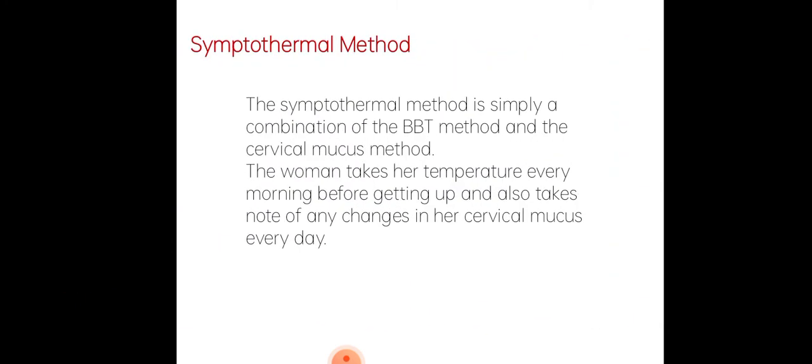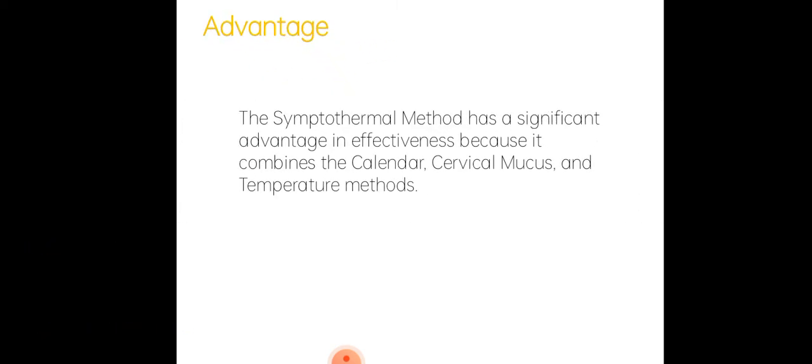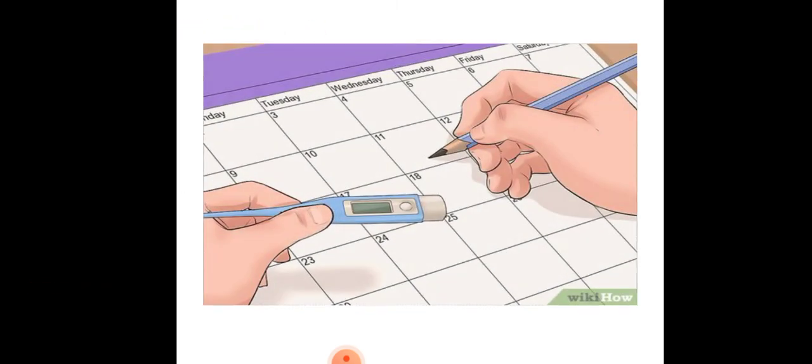Symptothermal method. The symptothermal method is simply a combination of the BBT method and the cervical mucus method. The woman takes her temperature every morning before getting up and also takes note of any changes in her cervical mucus every day. Advantage: the symptothermal method has a significant advantage in effectiveness because it combines the calendar, cervical mucus, and temperature methods.